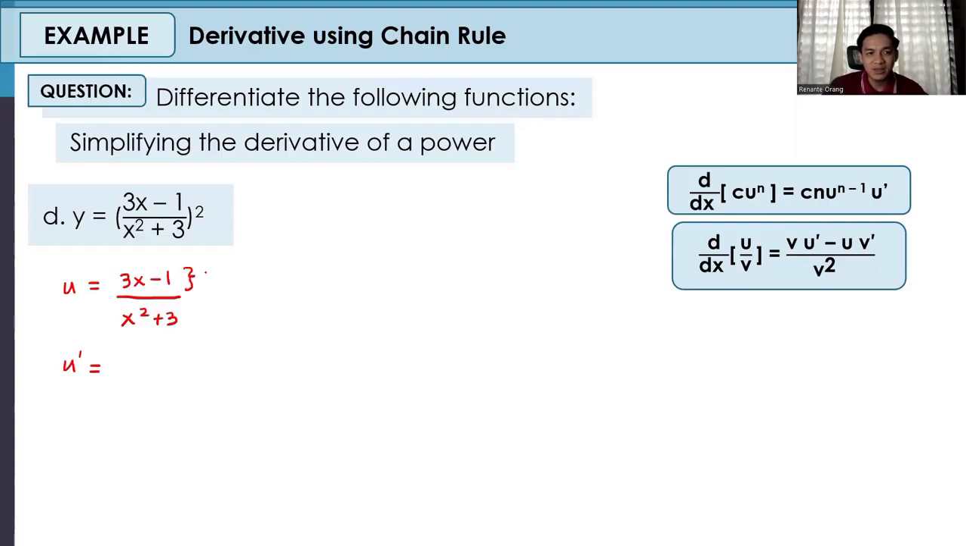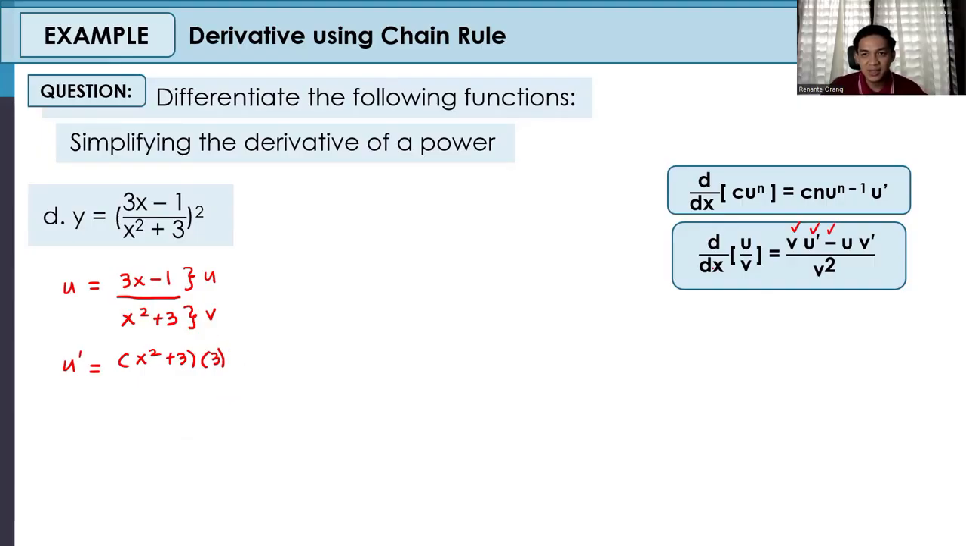The one on top will be our u. The one at the bottom will be our v. Following the formula, first is v. Copy v, which is x squared plus 3. And then our u prime, which is the derivative of this one, that is 3. Then this negative 1 is 0. So it is just 3.